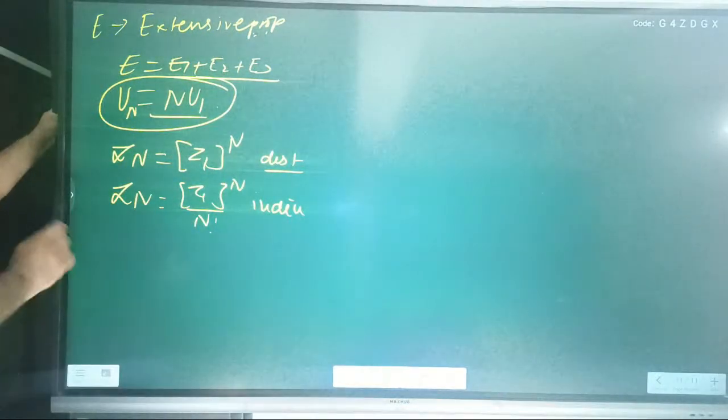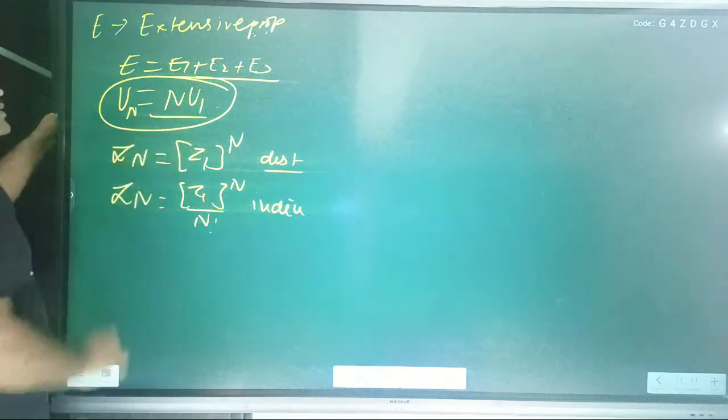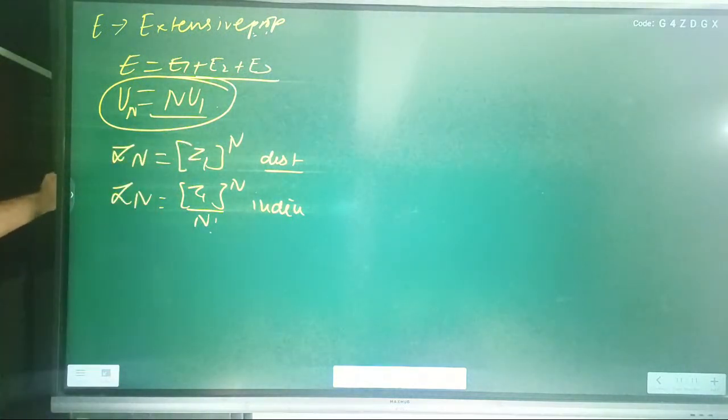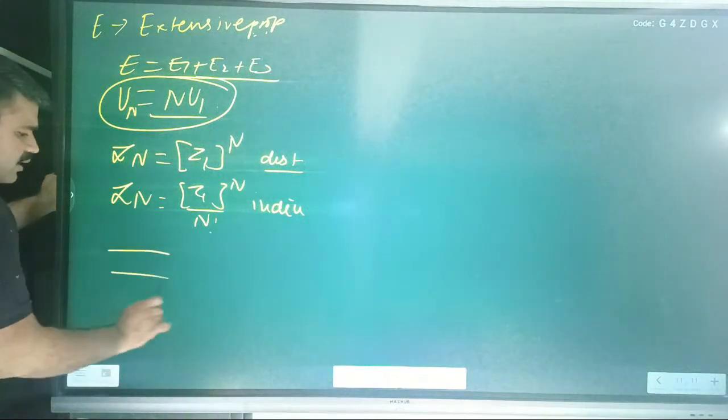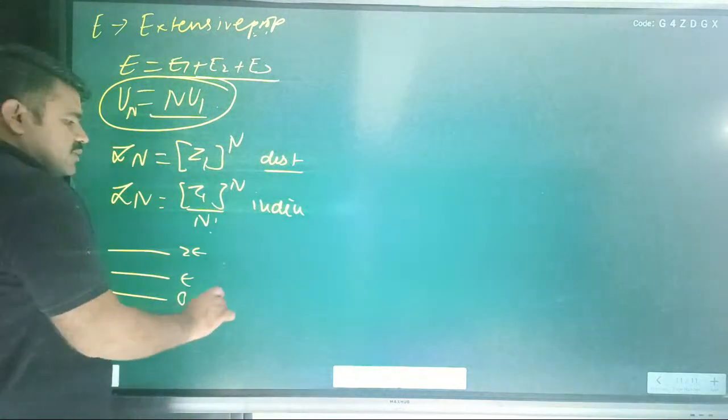Clear? Similarly, energy is not multiplicative. Energy is additive. Means average energy is equal to n into U1. Clear? एक तो जनरल एनर्जी दिया जाएगा like that 0, epsilon, to epsilon, and they ask what is the average energy.